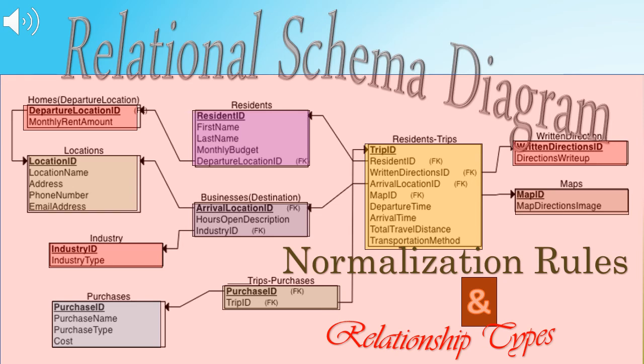And so then the next tables that are related are the businesses and industries tables. They are related through a one-to-many relationship because one industry can describe more than one business, and we're only recording one industry type per business in this scenario.